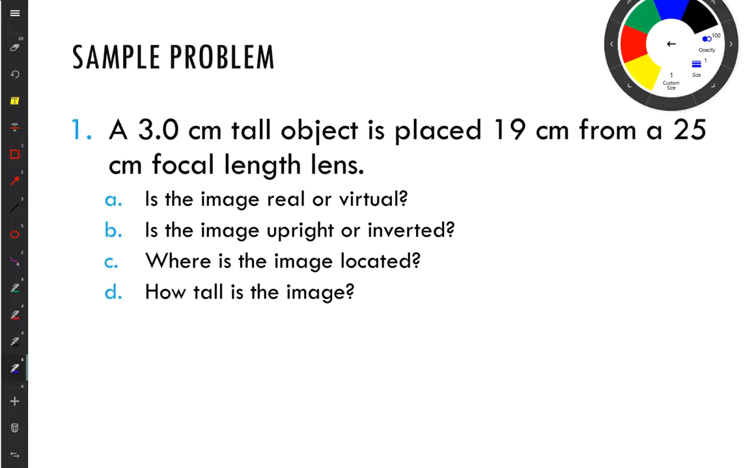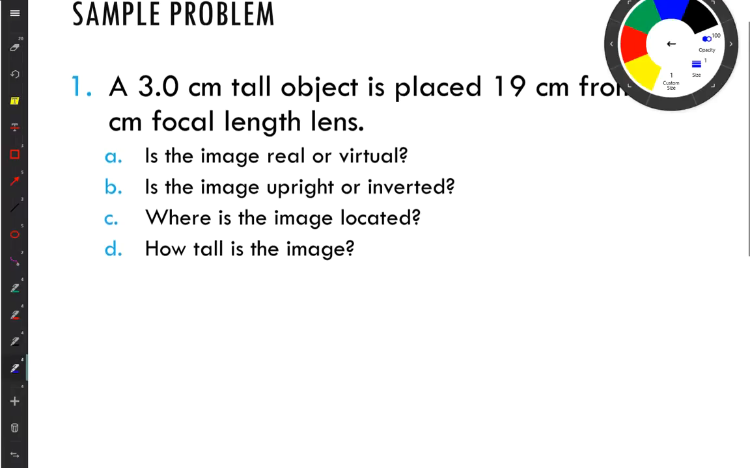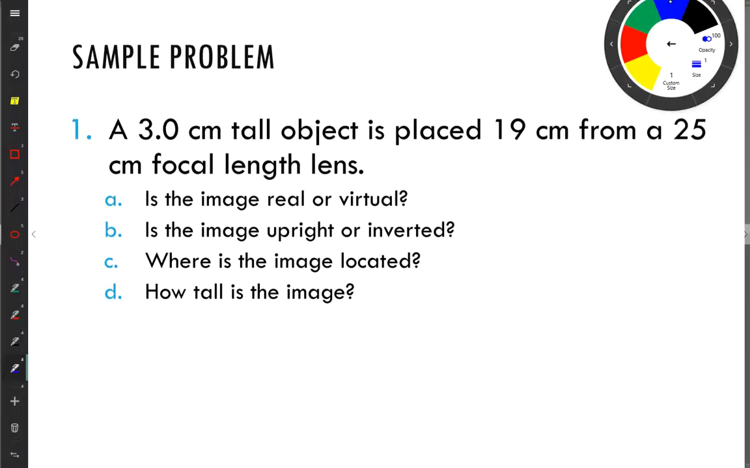So let's go to the second clicker question, or third, or whatever it is. A 3 centimeter tall object is placed 19 centimeters from a 25 centimeter focal length. Is this going to have a real or inverted image? And where is it located and how tall is it? Okay, so this isn't a clicker question. My bad. I haven't put it in here as a clicker question, but these are actually separate questions. So let's answer these. A 3 centimeter tall object is placed 19 centimeters from a 25 centimeter focal length lens.